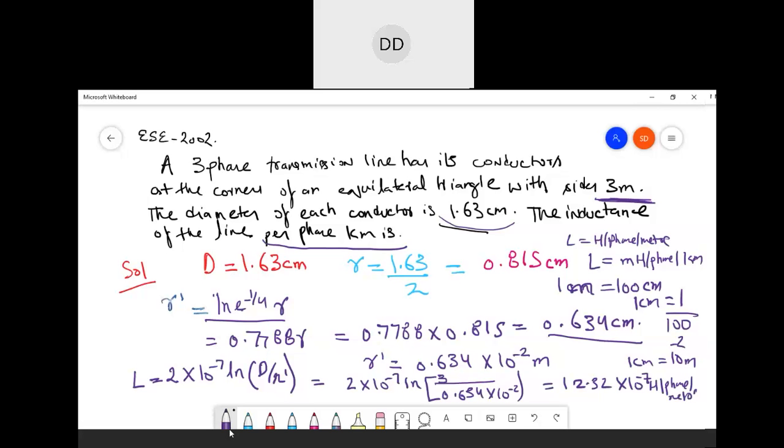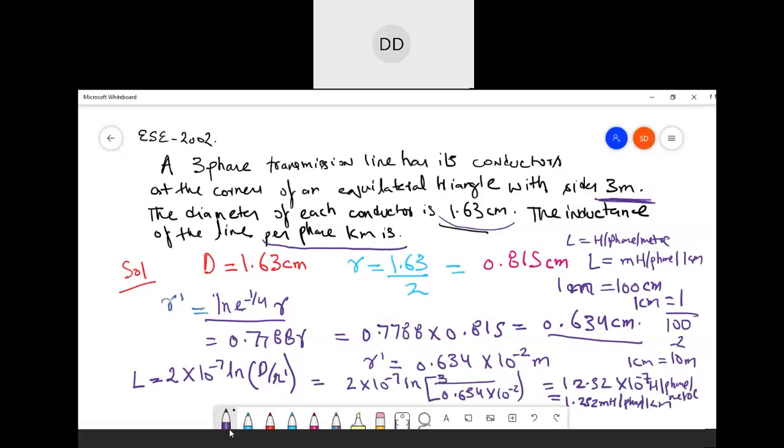Now if you have to express the same value in kilometers, then you multiply it by 1000. So it will give you around 1.232 millihenry per phase per kilometer.